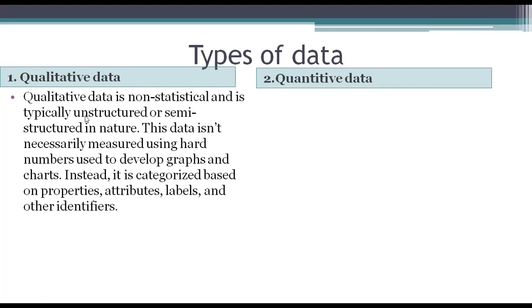So see the definition. Qualitative data is non-statistical and is typically unstructured or semi-structured in nature. This data is not necessarily measured using hard numbers used to develop graphs and charts. Instead, it is categorized based on properties, attributes, labels, and other identifiers. It means qualitative data is unstructured and unsummarized, and not necessarily measured using hard numbers for graphs and charts. Instead, it is categorized based on properties, because it depends on qualities.